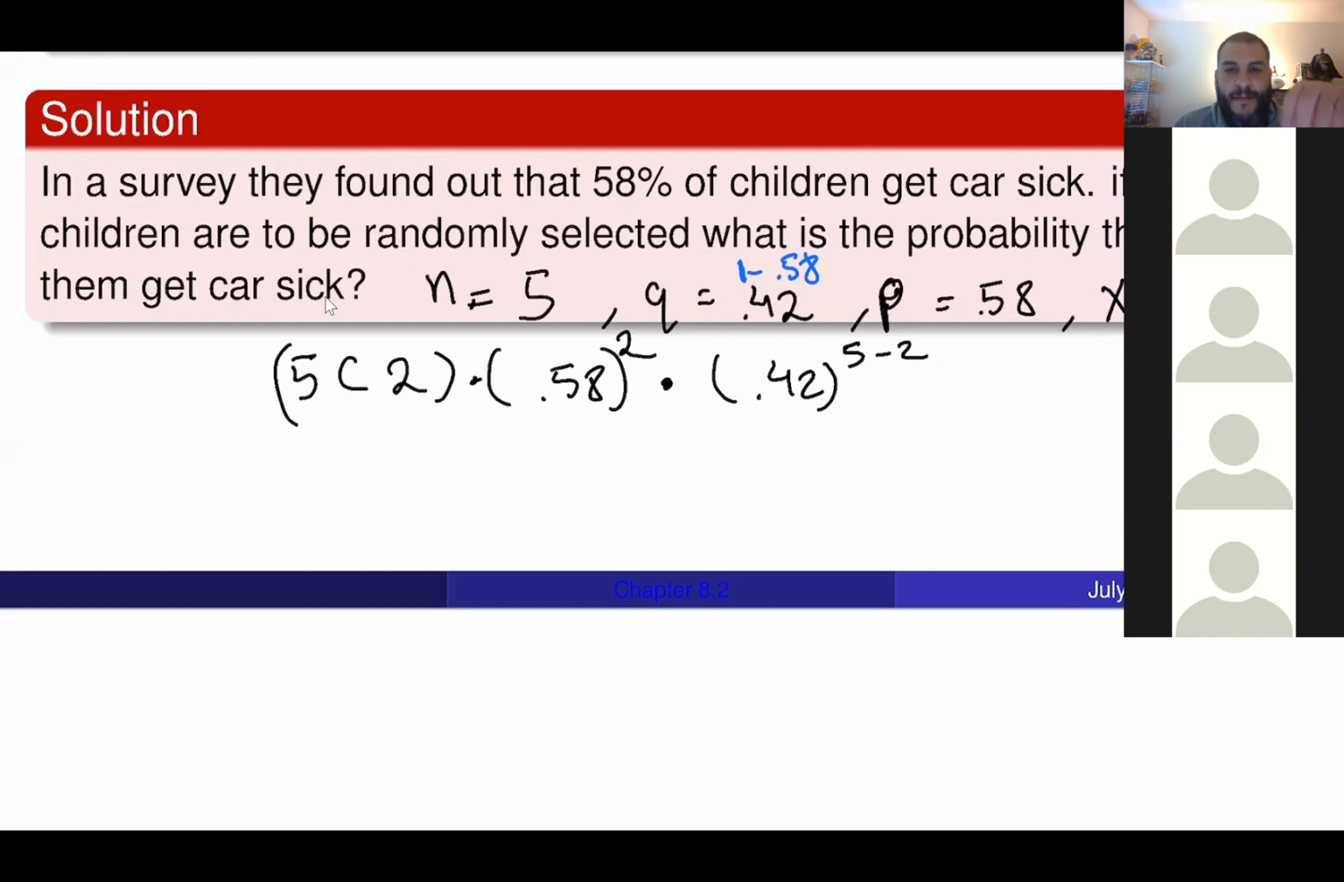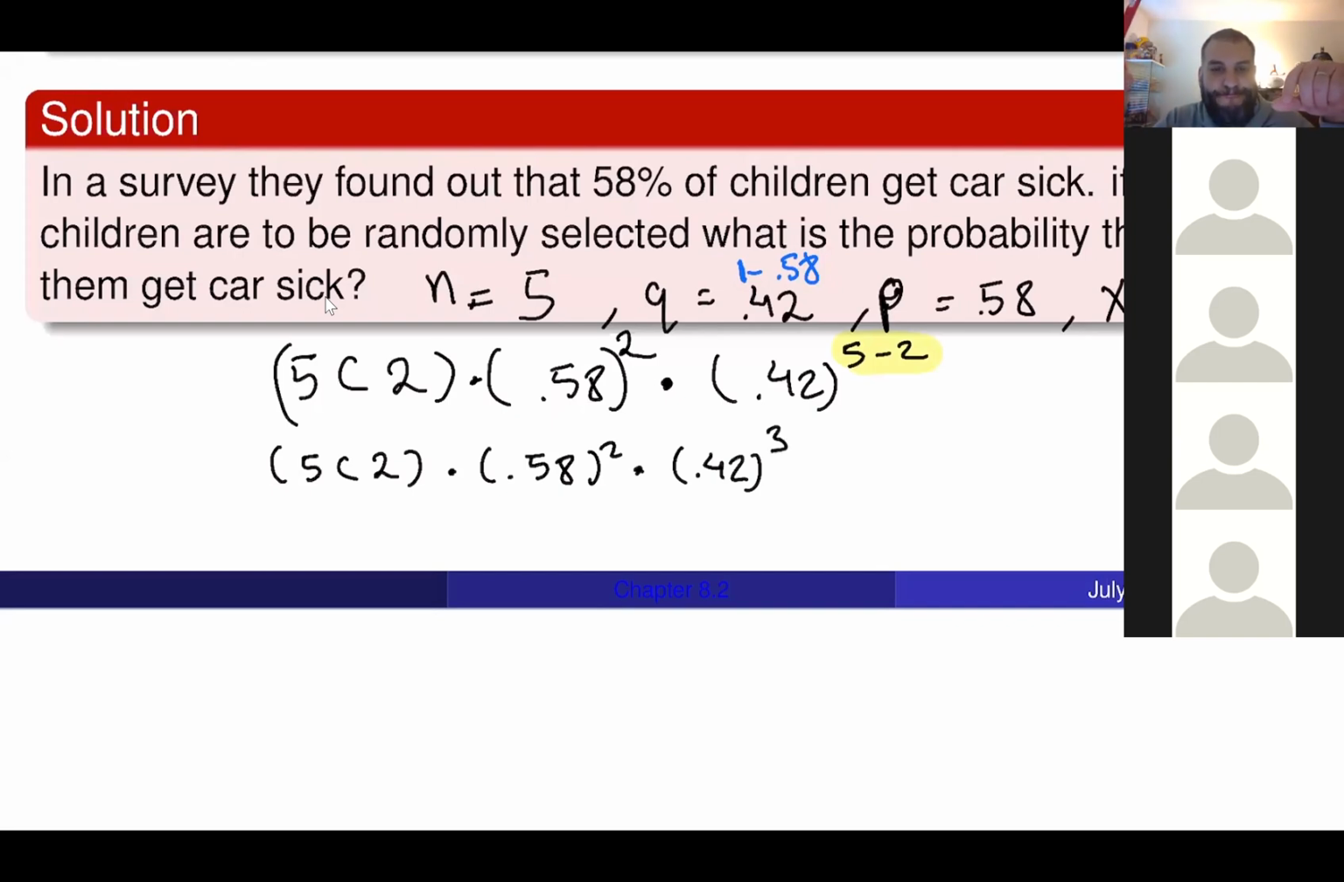All right, so let me go ahead and just clean this up a little bit. So this will be 5C2 multiplied by 0.58 squared multiplied by 0.42. If you do 5 minus 2, you're just going to get 3.